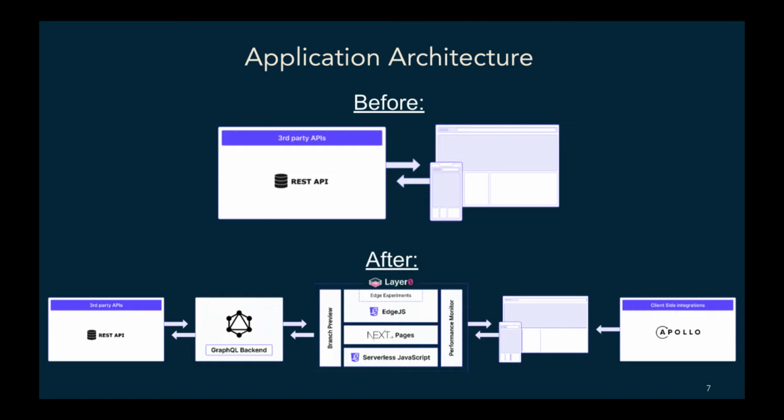The change I will be demonstrating today adds the Apollo client library to fetch using GraphQL queries from the browser, first hitting Layer0 for edge cache logic and serverless handling of our GraphQL backend, which resolves against the same REST API.